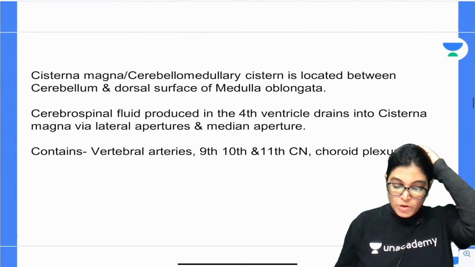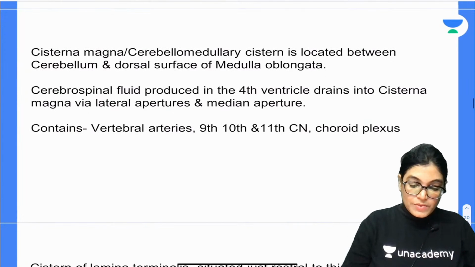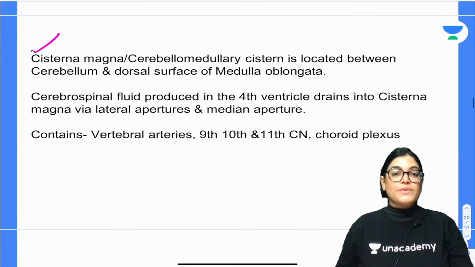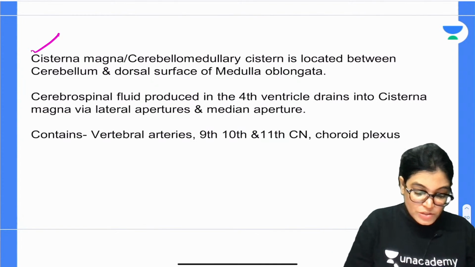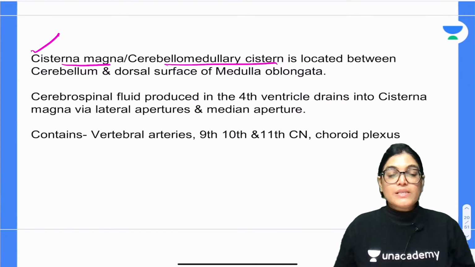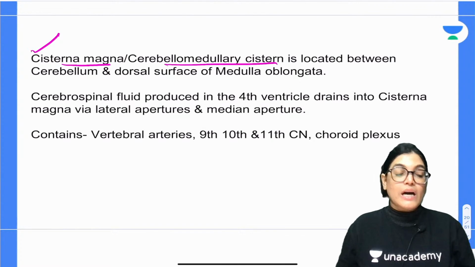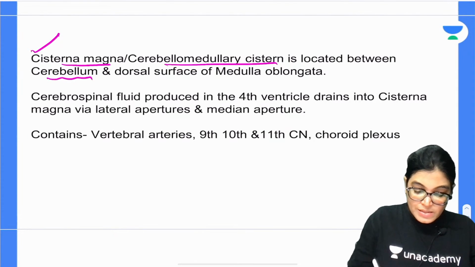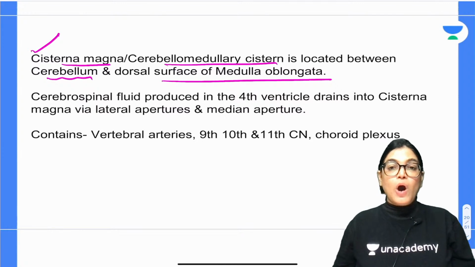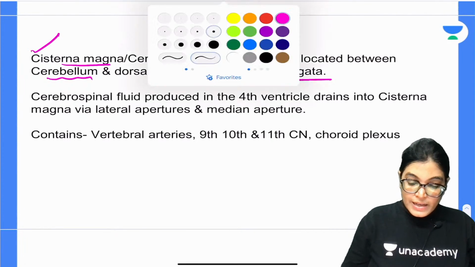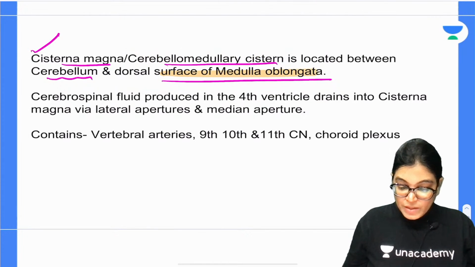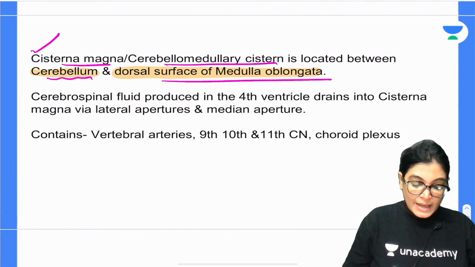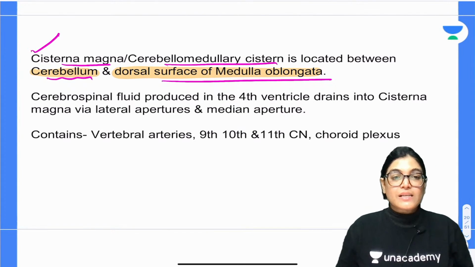Now, let us talk about Cisterna Magna. The other important cistern, again a big cistern containing a substantial amount of CSF, is called the cerebellomedullary cistern, which is also called Cisterna Magna. It is exactly located between the cerebellum and the dorsal surface of the medulla oblongata, that means the posterior aspect of the medulla oblongata. That is called Cisterna Magna.